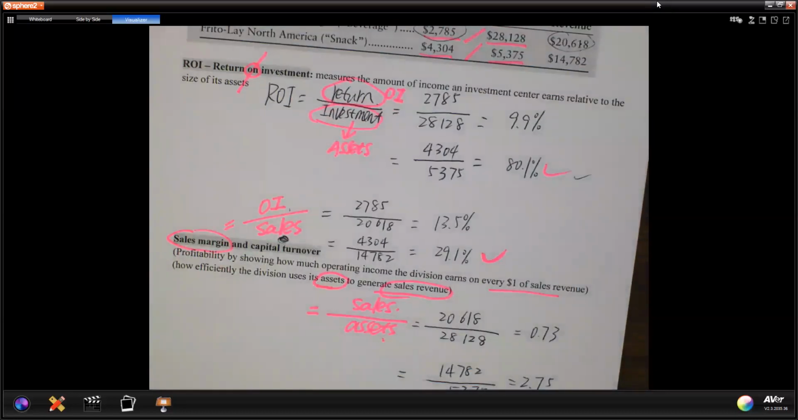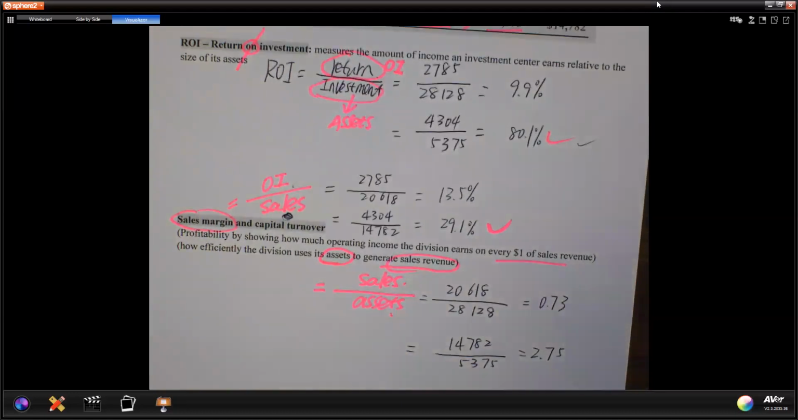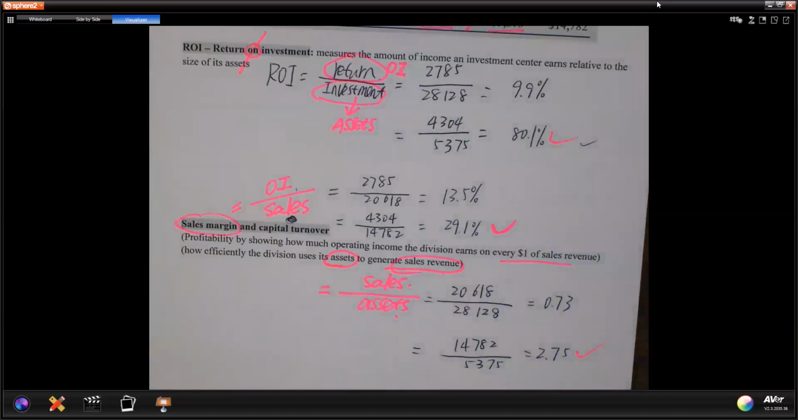What does that mean? It means for $1 you invested as the assets, Pepsi will have 73 cents of increased revenue. For the Frito, for $1 you invest as the assets, let's say you buy a new machine, then the $1 extra in the asset will increase the revenue by $2.75. Wow, that sounds like a big number, right? That's really a big number. So we still say larger number is better.